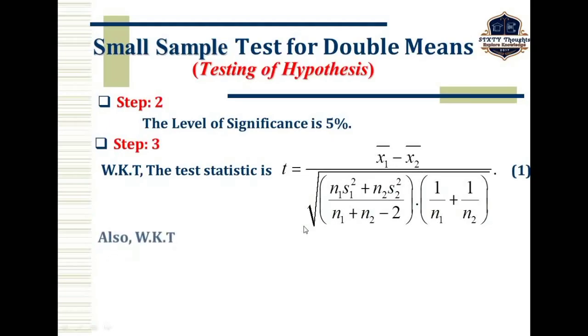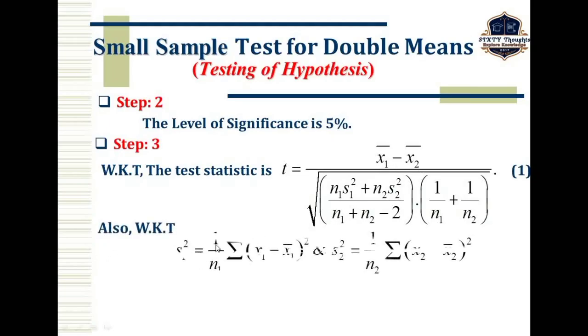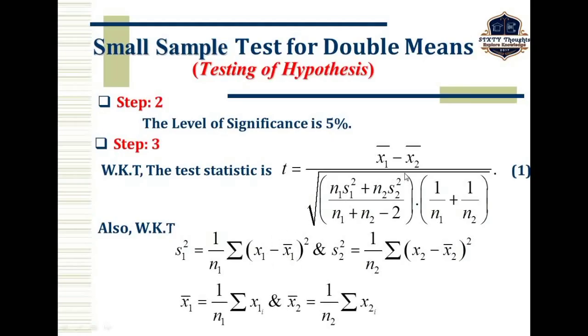Okay. So we also know that s1 square is nothing but 1 by n1 sum of x1 minus x1 bar whole square, and s2 square equal to the same in terms of n2 and x2. So this is equation number 2. Next we write x1 bar, x2 bar. x1 bar is nothing but 1 by n1 into sum of x1i. Sample data 1 we consider is Kangayam cow milk. Sample data 2 we consider buffalo milk, right?